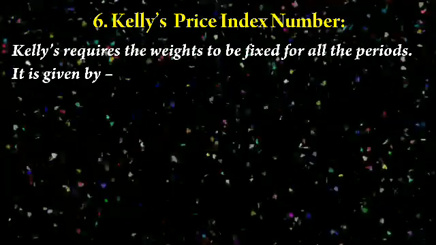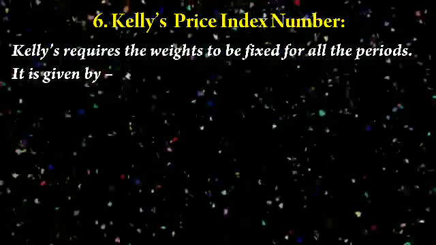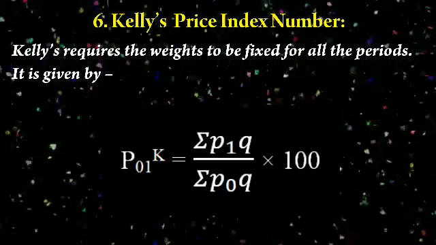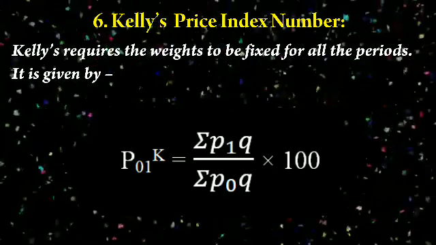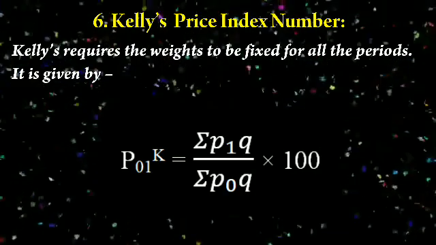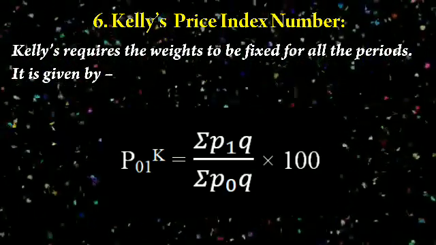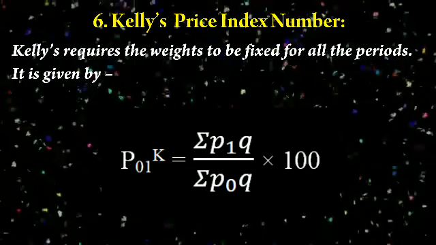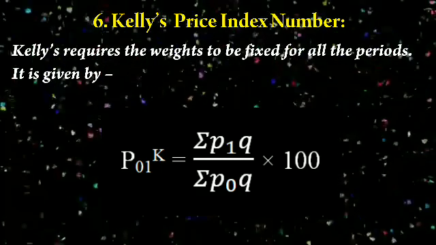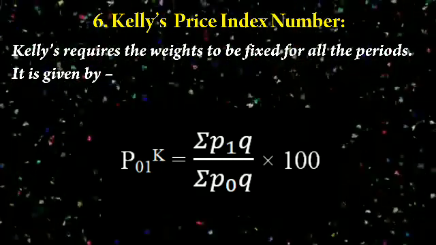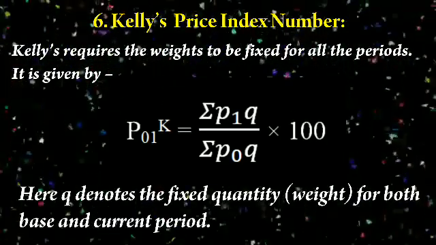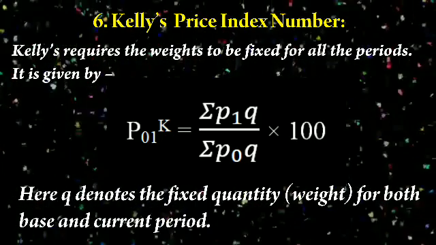So Kelly's index is mainly based on the fixed quantity values, which is given by the formula P01 of K, since it is Kelly's, right, K. P01 of K equal to sigma P1 by P0. So both numerator and denominator contain sigma. Numerator P1 divided by P0, and the quantities are fixed. So Q is fixed for both numerator and denominator. So the formula is P01 of K equal to sigma P1Q divided by sigma P0Q, and the formula is multiplied by 100. Here Q denotes the fixed quantity or weight for both base and current period.